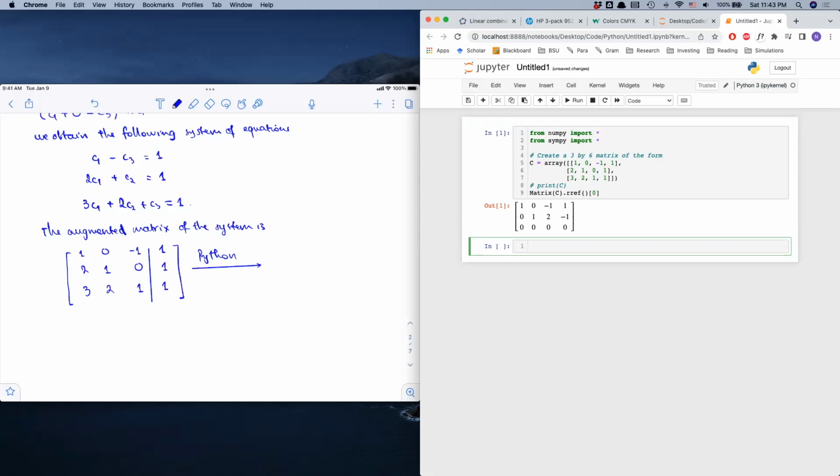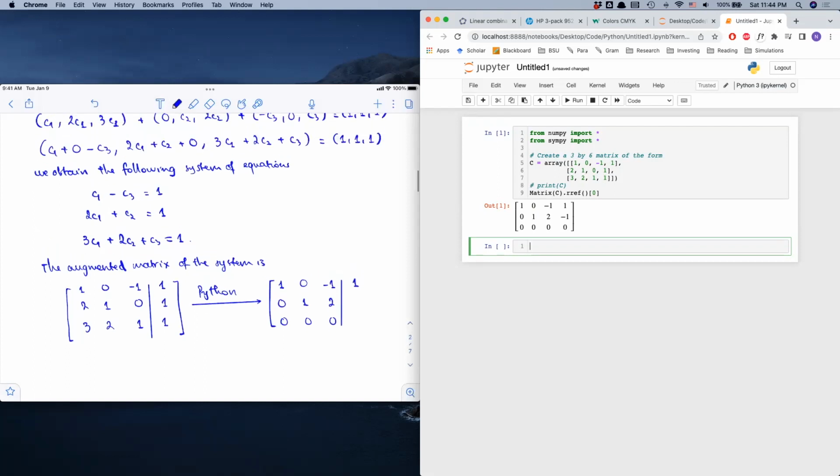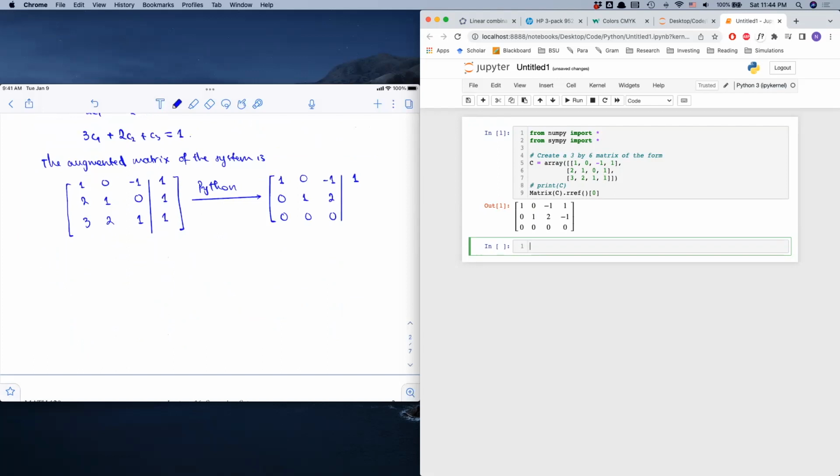All right, so I now go back to my lecture note. I'm going to write my reduced row echelon form. So 1, 0, -1; 0, 1, 2; 0, 0, 0, and the constant matrix is 1, -1, 0. So that is the reduced row echelon form.